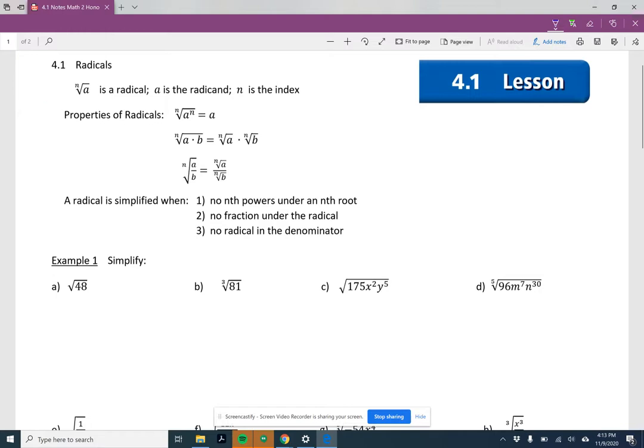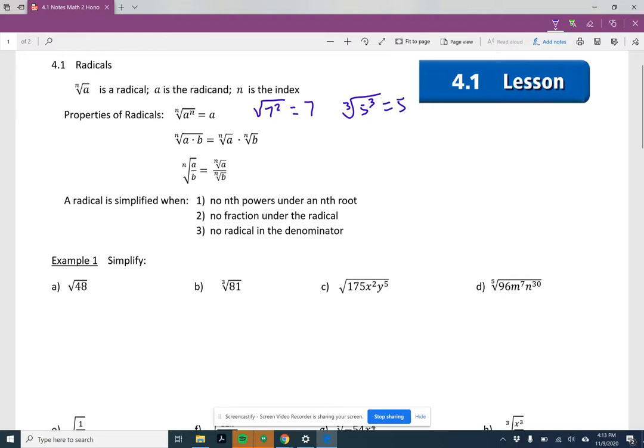Remember that an nth root undoes an nth power. So something like the square root of 7 squared is 7. The cube root of 5 cubed is 5, and so on.